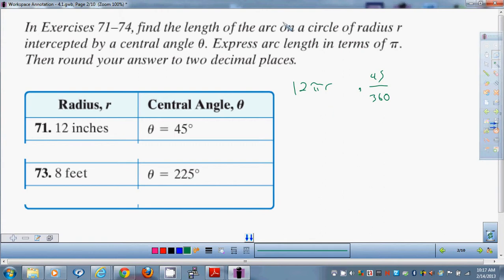Sorry, I had a sneeze coming. Why did I put 12 in here? Radius is 12. I'm sorry. It's 2 pi r. The radius is 12. That's what I should have written.